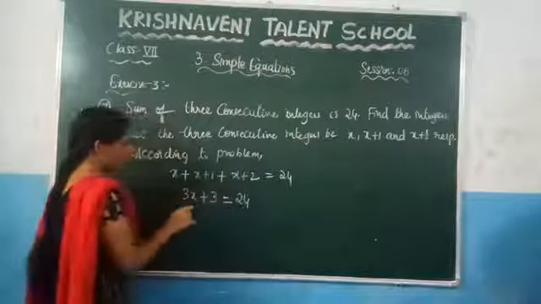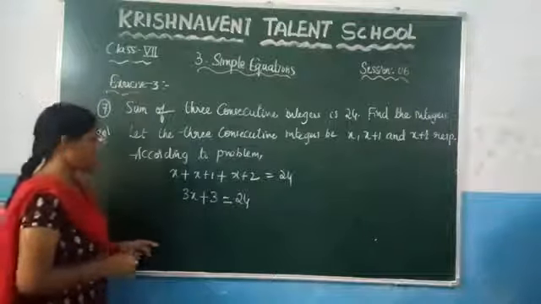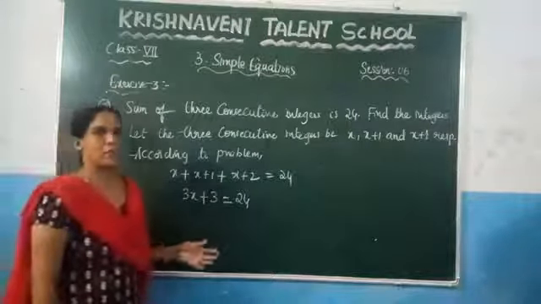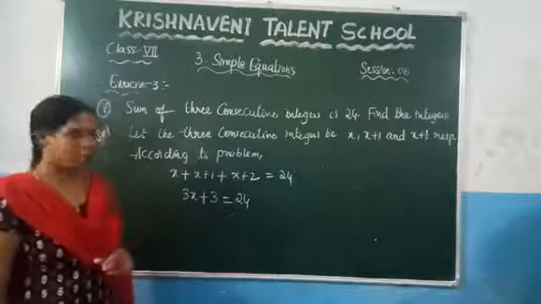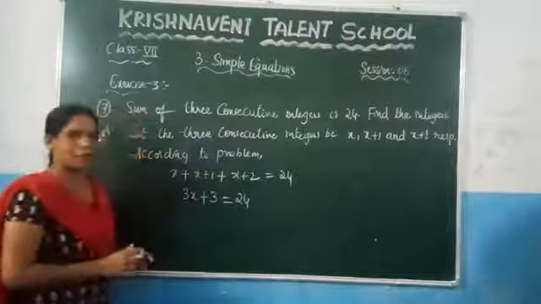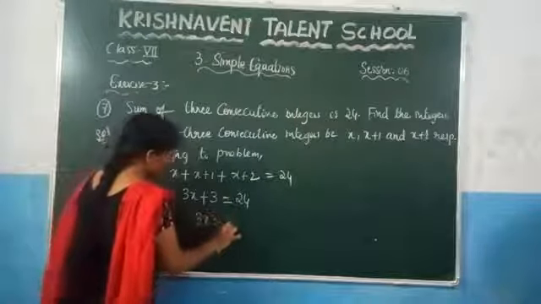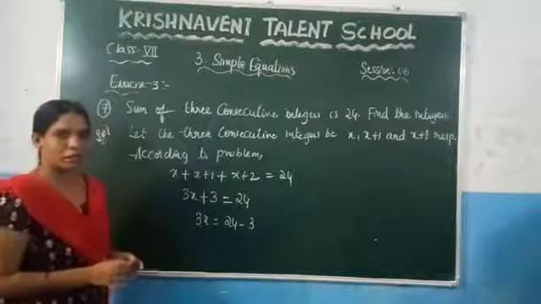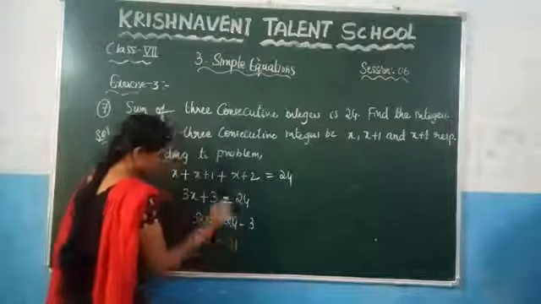Now we have changed this into the form of a simple equation. We need to find the value of x, so here we are using the transposition method, that means we are changing values from one side to the other side. If you take plus 3 to the right hand side, it will become minus. So write it here, 3x is equal to 24 minus 3. The value of 24 minus 3 is 21. So 3x is equal to 21.